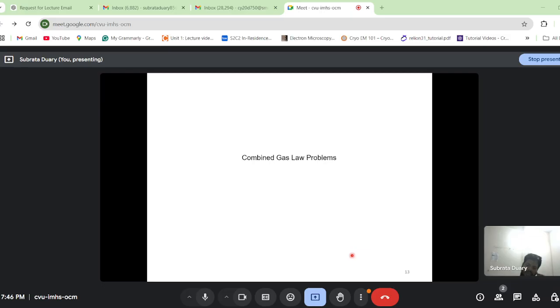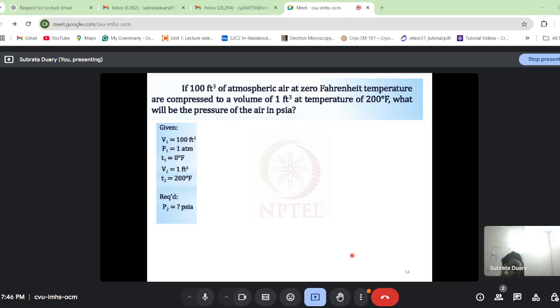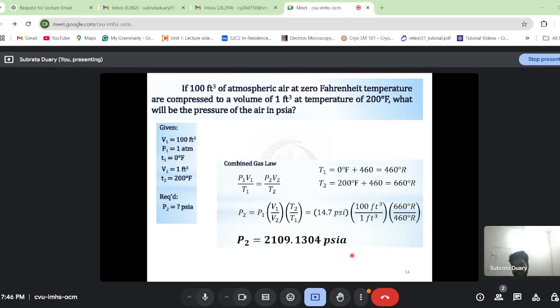And now the combined gas law problem. Here, if you add 460, you will get the value of the corresponding temperature. Also take good note of it and go forward. These are the things: V1, P1, T1, V2, T2, and this is the 2109.11304.